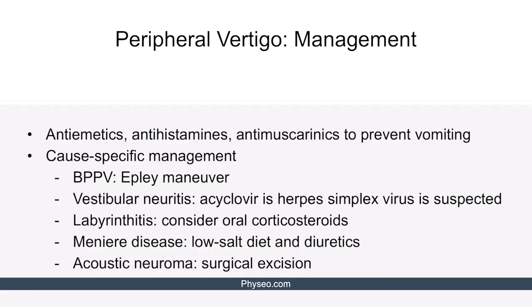General management of peripheral vertigo includes antiemetic agents, antihistamines, or antimuscarinics to prevent vomiting. We have the cause-specific management for several conditions. First, benign paroxysmal positional vertigo is treated with Epley maneuver. This is the sequential head and body movements which bring the displaced otoliths back to their normal location.